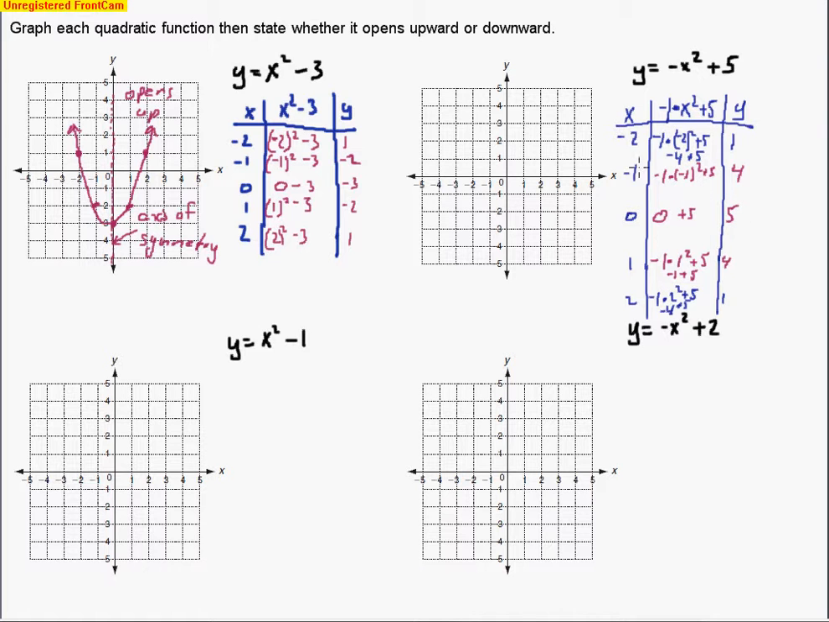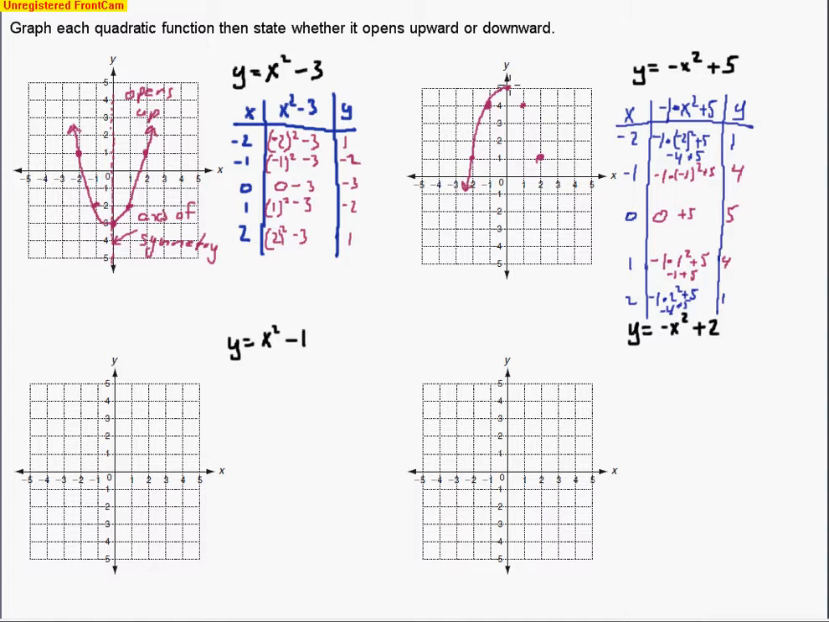So from that point, we just plot these points. 2 spaces to the left means you go up 1 space. 1 space to the left means you go up 4 spaces. No spaces over brings you up 5. And 1 space to the right brings you up 4. 2 spaces to the right brings us up 1. So I just plotted these points: 2, 1, 1, 4, 0, 5, negative 1, 4, negative 2, 1. From there, we sketch this curve.